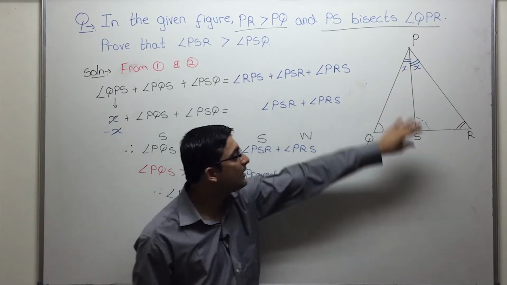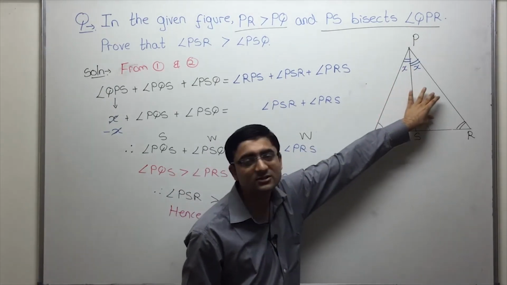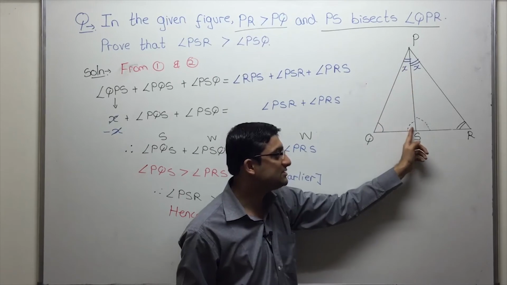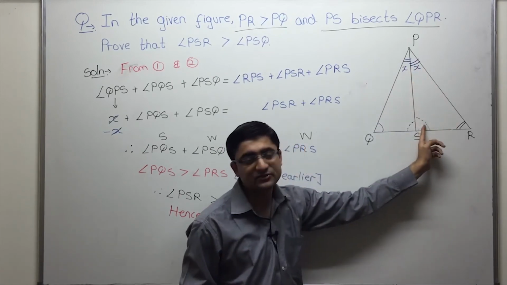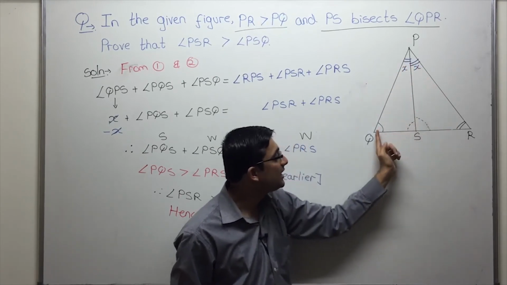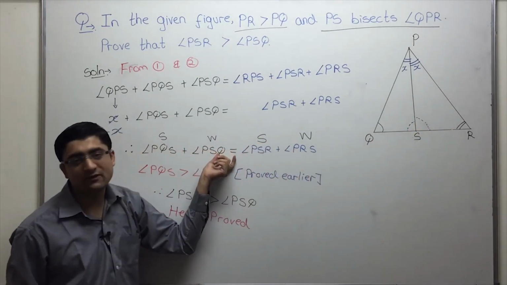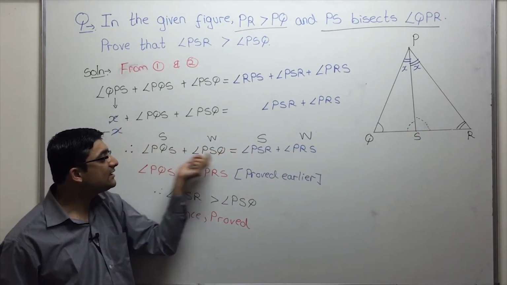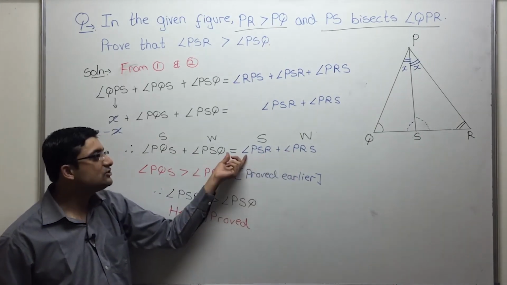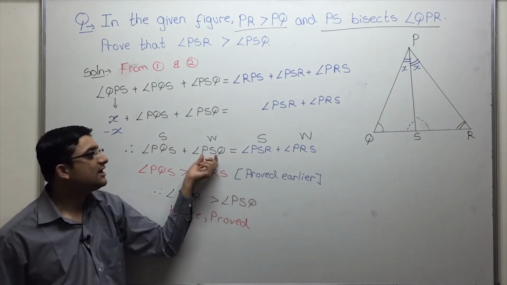Now what do we do? Apply the angle sum property here, angle sum property here. So this plus this plus this is equal to this plus this plus this. Now these two are already equal. That means this angle plus this angle is equal to this angle plus this angle, what we have over here. Now we already know that this angle is bigger than this angle. So for the equation to be balanced, this over here has to be greater than this.